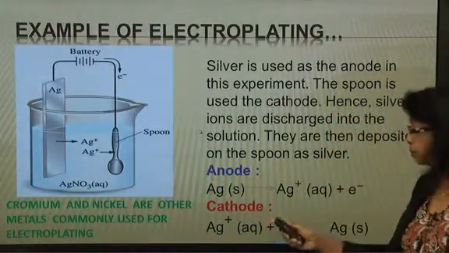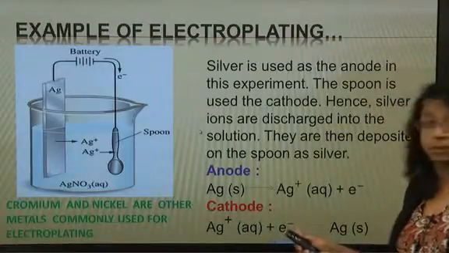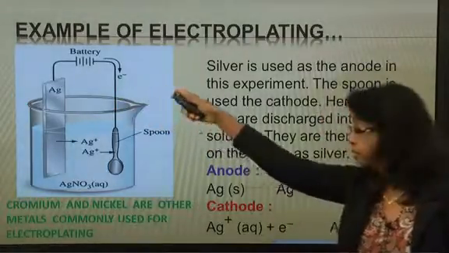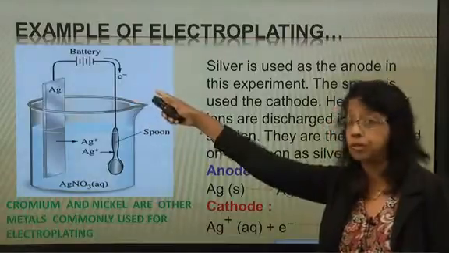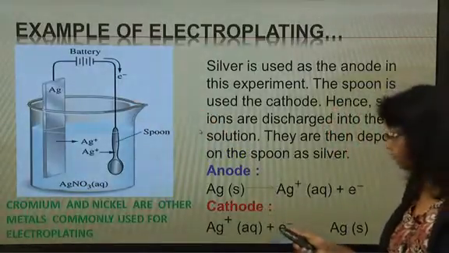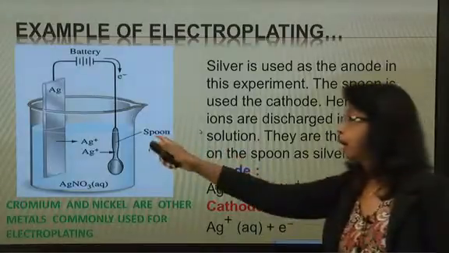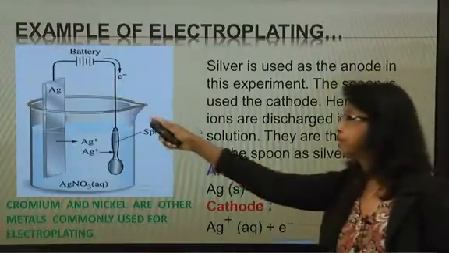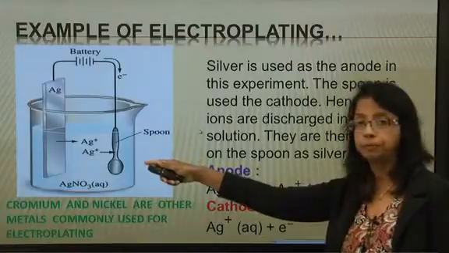And at the cathode, what you see is the silver ions going to receive the electrons. Where do the electrons come from? They obviously come from the external circuit, where the silver has been losing electrons. So it will receive the electrons and be deposited as silver. After electrolysis has been carried out for a while, you will have a thin layer of silver on the surface of the spoon.